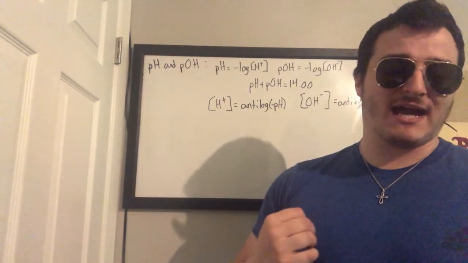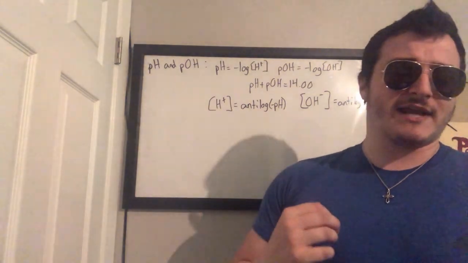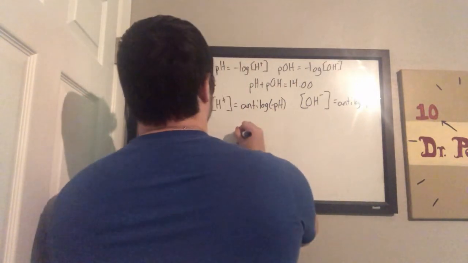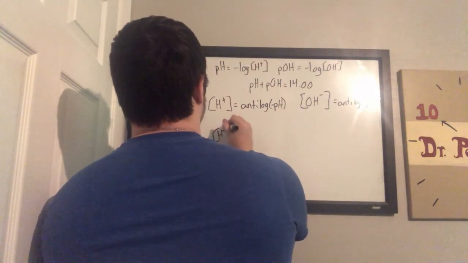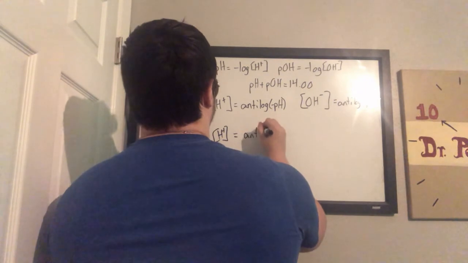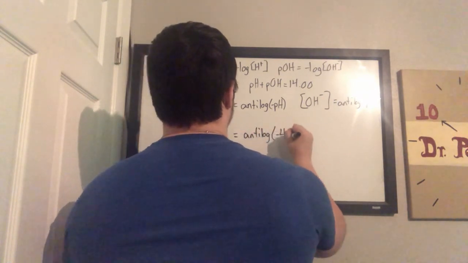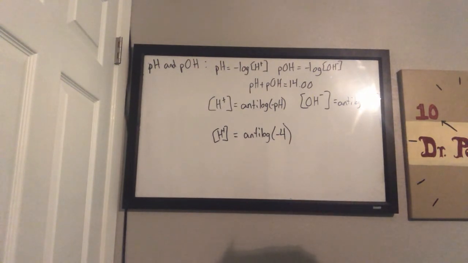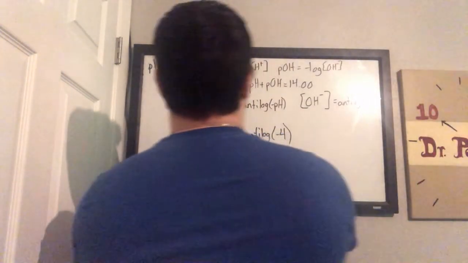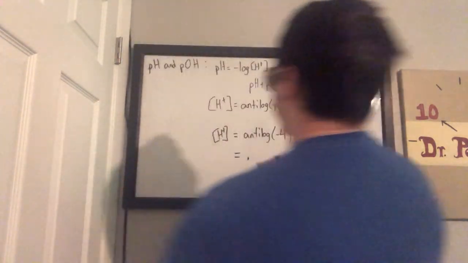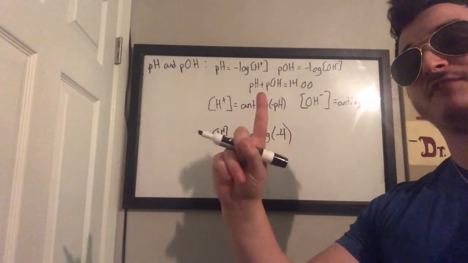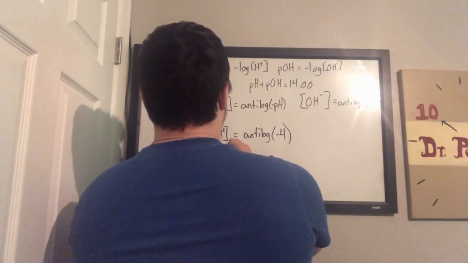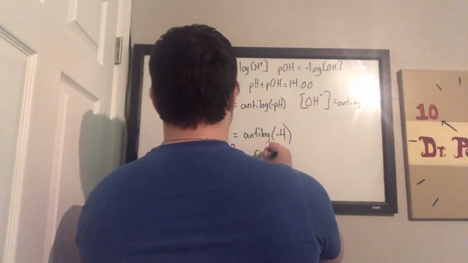Example 9 reads, what is the hydrogen ion concentration of a solution that has a pH of 4.0? Which means all we're going to do in our calculator is H plus is equal to the antilog of negative 4, like so. If I don't have that negative, it doesn't work. And so, because our pH was 4.0, it only has one sig fig, one number after the decimal, so will our concentration. H plus is equal to 0.0001.